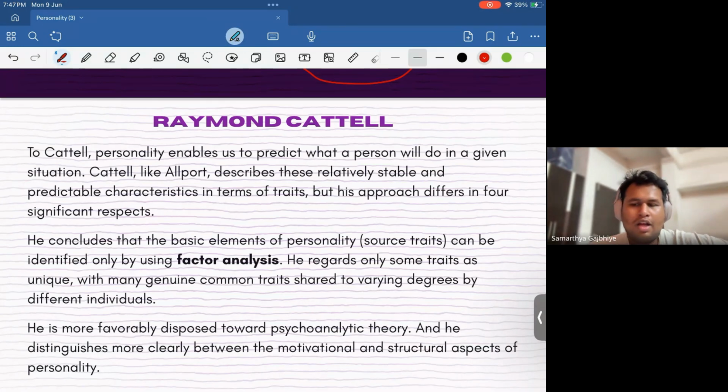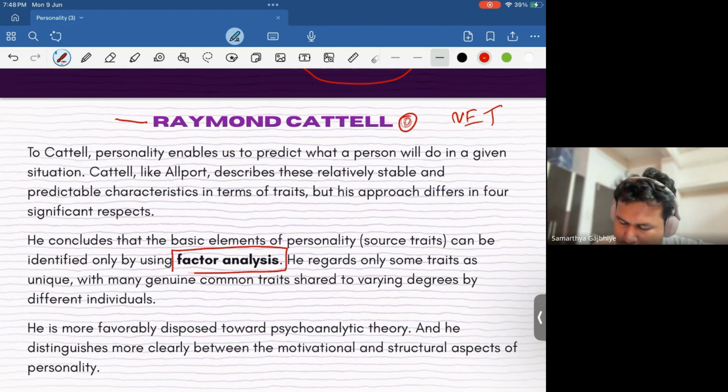ठीक है. Raymond Cattell. Raymond Cattell is one of the most important figures in personality psychology. Okay, all personality theories which are currently used, जैसे Neo 5 वगैरह, all of them are possible because of Cattell's contribution to the field. Okay, one question that NET loves and you must remember is who used factor analysis for the first time in personality psychology. So the answer is Raymond Cattell.